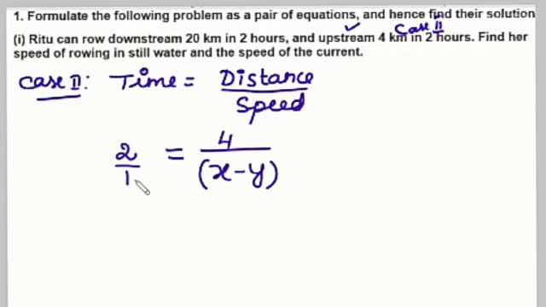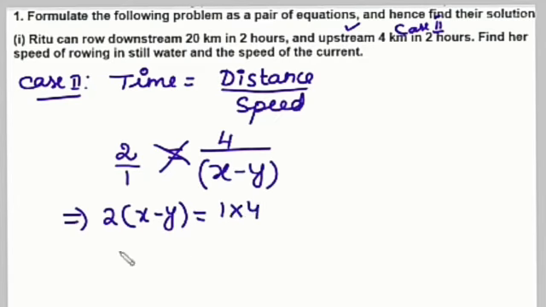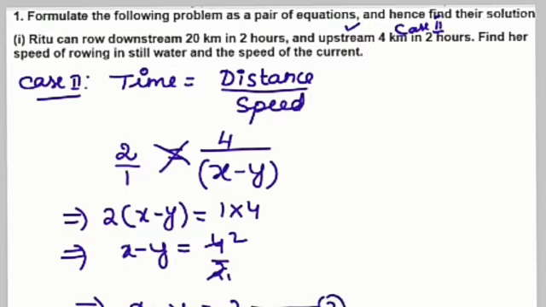So I'll write 1 here because this is in fraction and this is an integer. So I will change this number to a fraction like this. Now I'm going to solve this, which implies 2 into x minus y is equal to 1 into 4, which implies x minus y is equal to 4 divided by 2, 2 twos are 4. So x minus y is equal to 2. This is my second equation. So I have framed the second equation also.